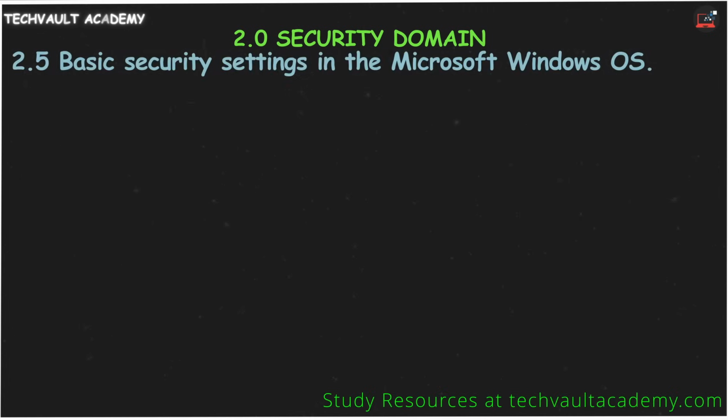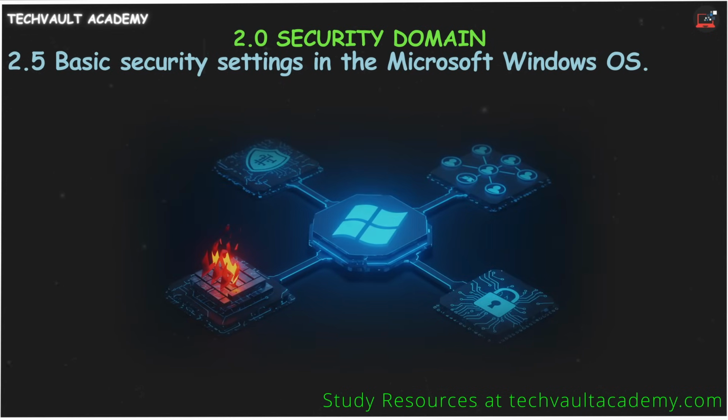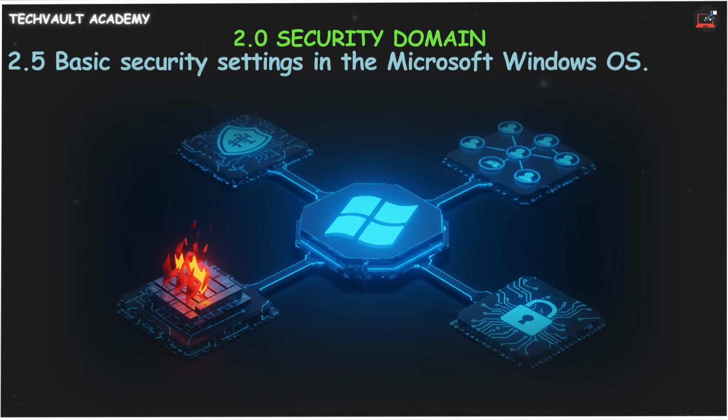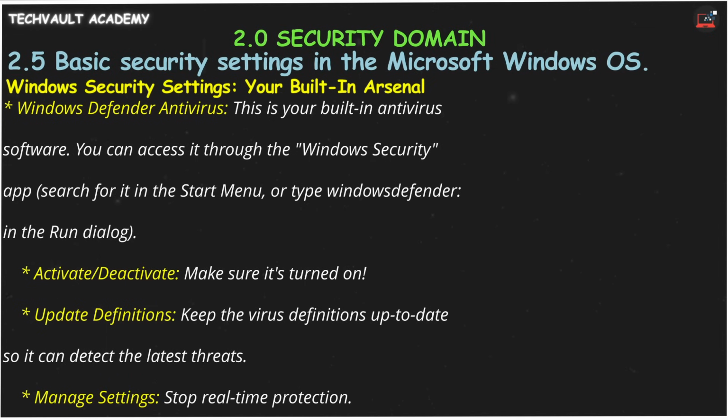Let's lock down Windows. This objective is about configuring the built-in security features of the Windows operating system to protect your system and data. Windows has a suite of built-in security features that, when properly configured, can significantly enhance your system's defenses. We'll cover antivirus, firewall, user accounts, permissions, and encryption.